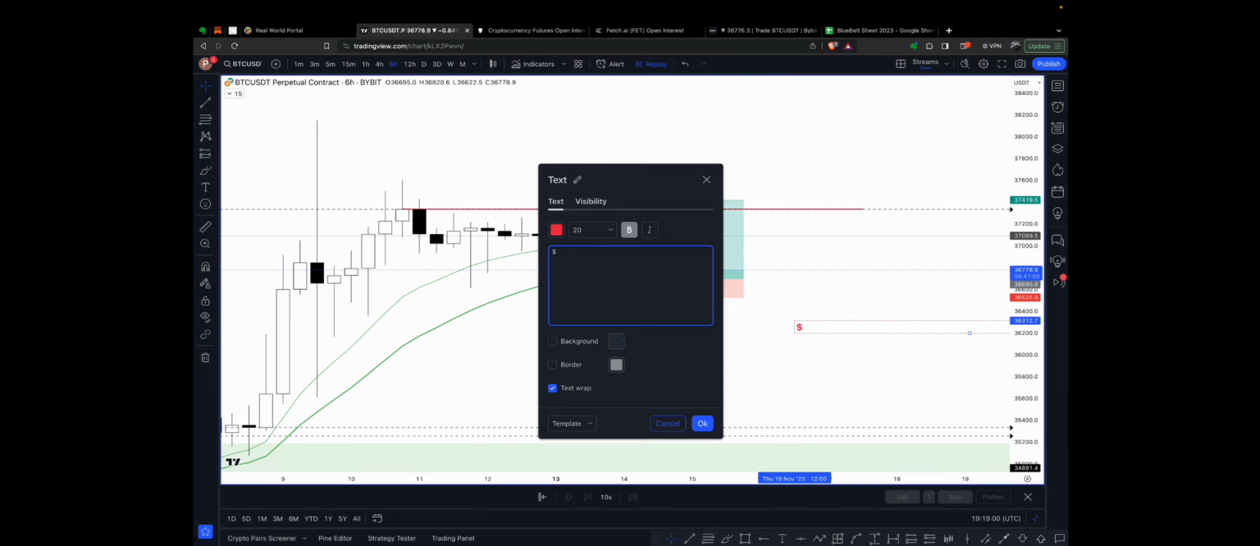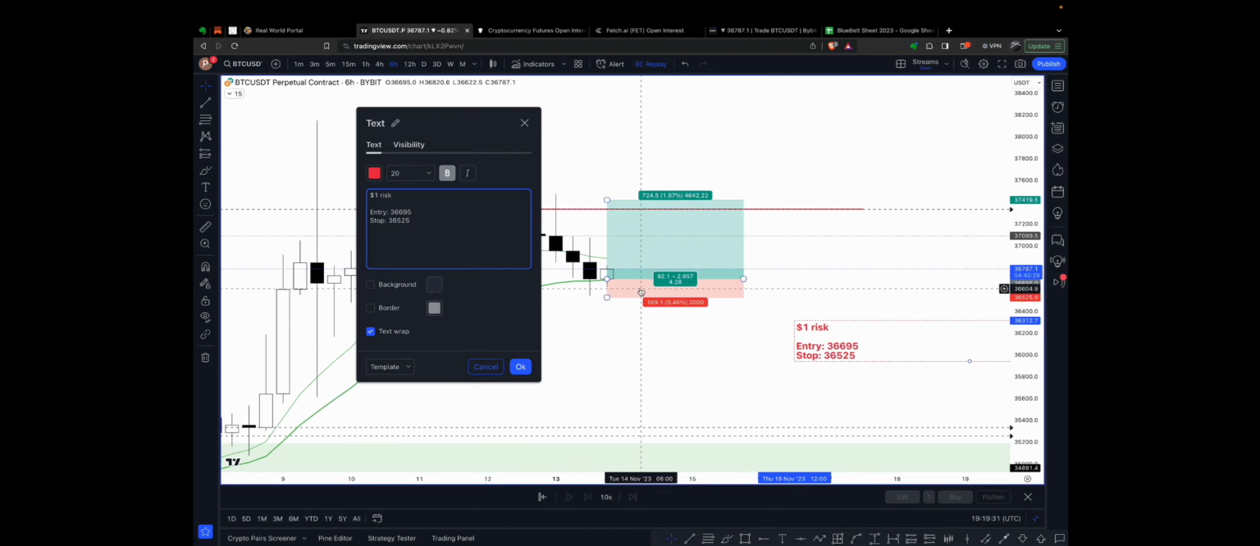Okay, so if we're doing it that way as a market order, you would calculate your position size. If you're trying to risk $1, your entry would be at 36,695 and your stop loss at 36,525. Let me get my calculator out. 36,695 minus 36,525 is a $170 price move, as you can see on your position tool, 169.1. So if you want to risk $1 on a $170 price move, you would have to place a position size.